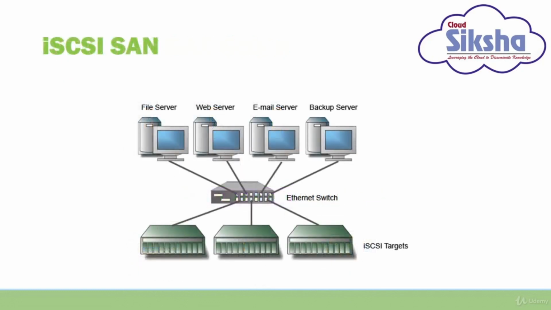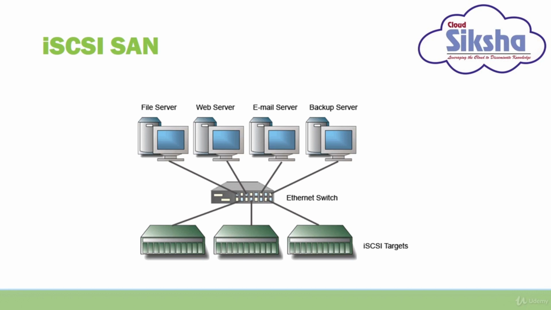Then comes the iSCSI SAN. Now, iSCSI SAN works over Ethernet. It doesn't require a special host bus adapter. All it requires is a normal network card, and over the LAN, over WAN, it can work. And through the Ethernet switches, which are anyway present in your Ethernet networking, it connects to the devices on the other end. So the devices on the other end which it connects to are generally called iSCSI targets, and the servers which connect to them are known as iSCSI initiators.